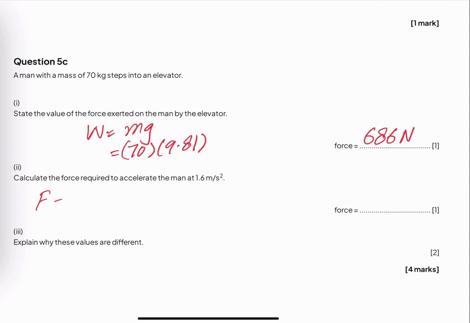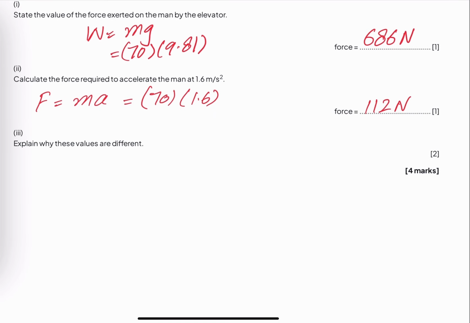And the second part: calculate the force required to accelerate the man at 1.6 meters per second squared. So we have to use Newton's second law. F is equal to ma. Mass was 70 and acceleration is 1.6, given. That will give you 112 Newton. That much force is required.